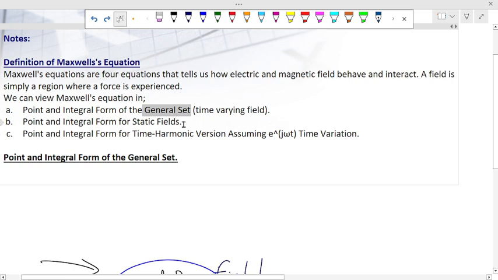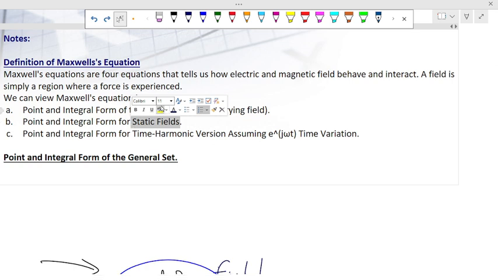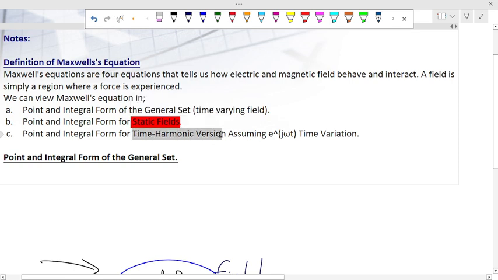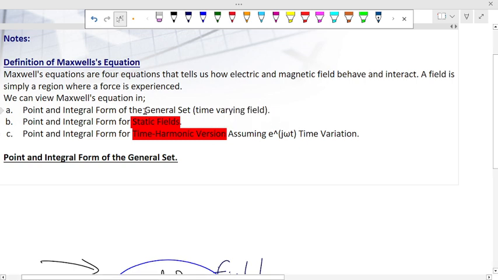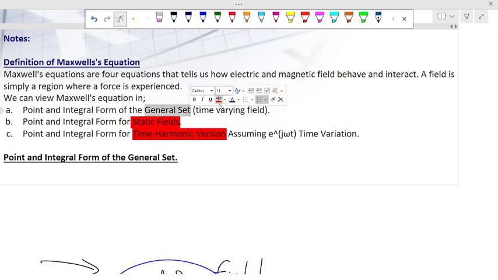They can come in the form of general sets. They can come in the form of static fields, okay? Static fields, let's highlight that. Static fields, and then time-harmonic versions. Time-harmonic versions. Now these are the three things you need to bear in mind.